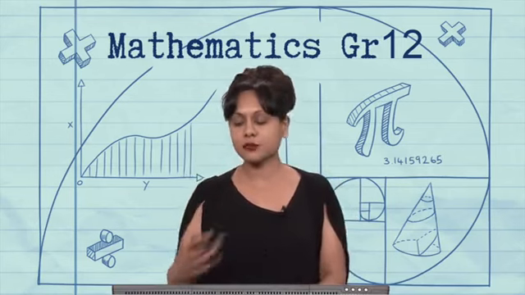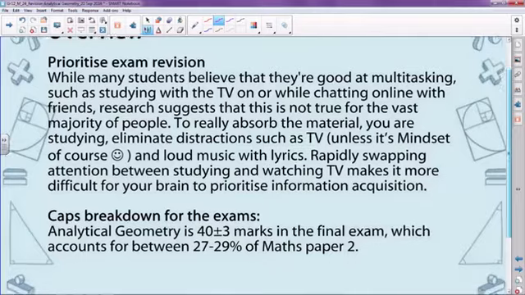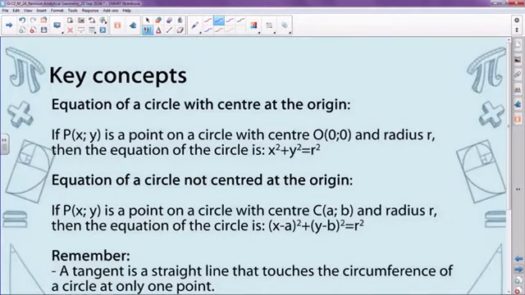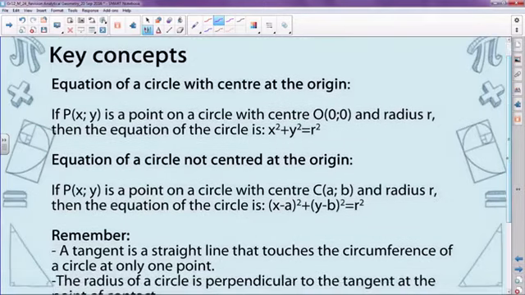Okay. Now, in terms of the CAPS breakdown for analytical geometry in your exams, analytical geometry is roughly between 40 and 43 marks in paper 2. This accounts for a maximum of 29% of your maths paper 2. Okay, some of the key concepts that you learn in grade 12 when we discuss analytical geometry.